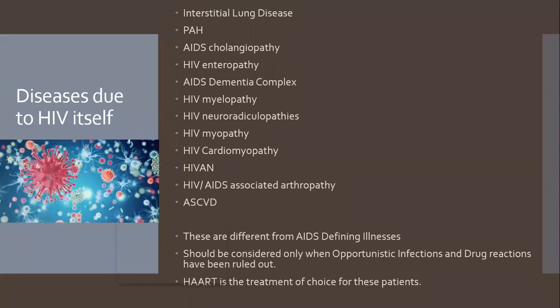Pulmonary arterial hypertension can occur in the lung. AIDS cholangiopathy: AIDS does not cause hepatitis as such, but it can cause obstructive jaundice. It is called AIDS cholangiopathy.